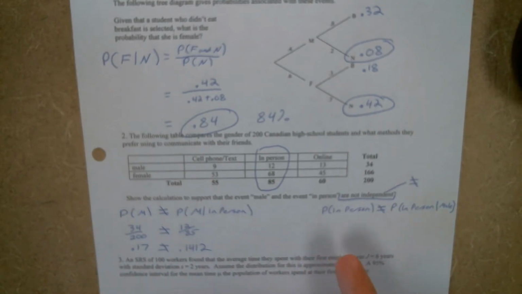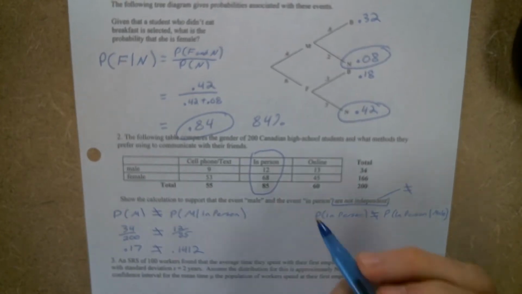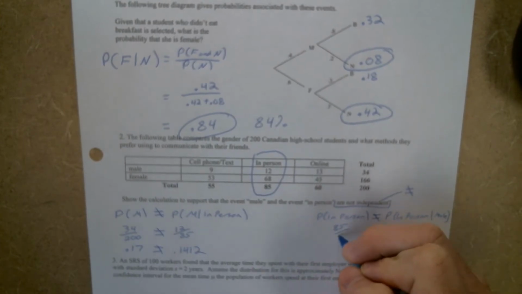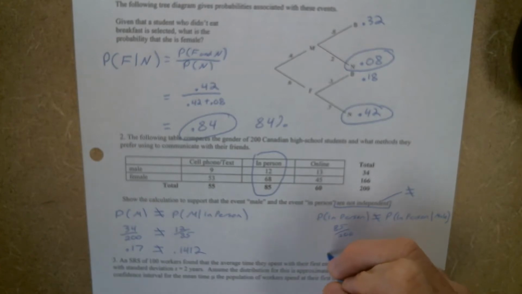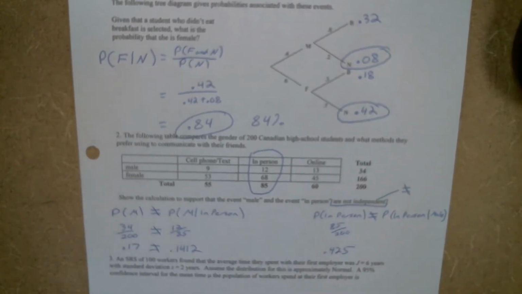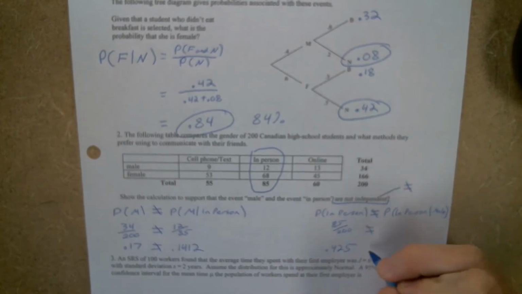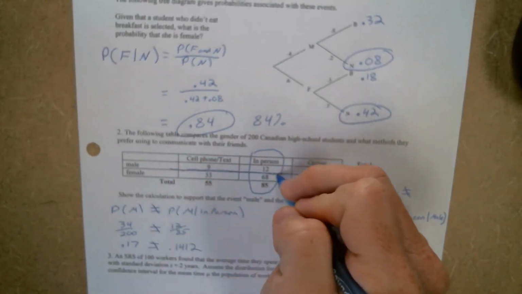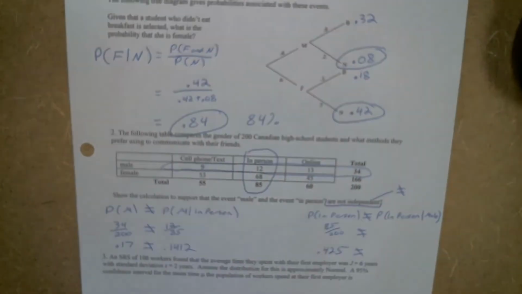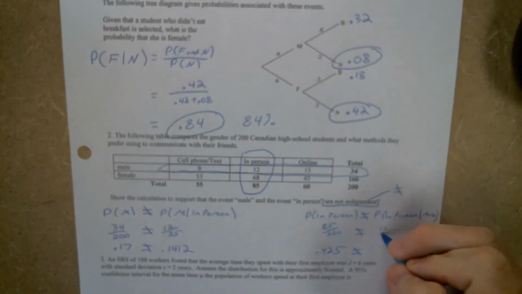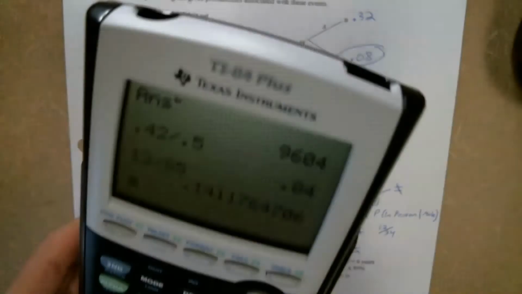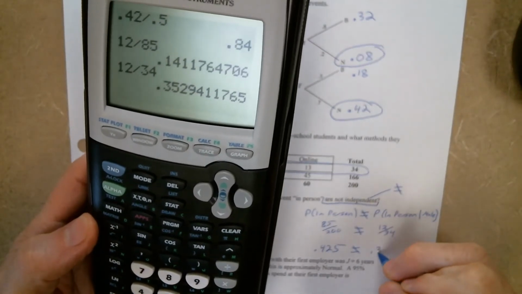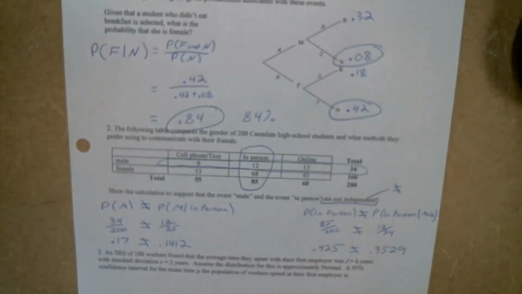Now, I could also perform this calculation. It's going to reach the same conclusion. So in person is 85 out of 200, or 0.425 as a percent. And then the probability of in person, given that you're male, would be using this row. And that would be 12 out of 34. And 12 out of 34 is 0.3529. So it doesn't matter which one you do.